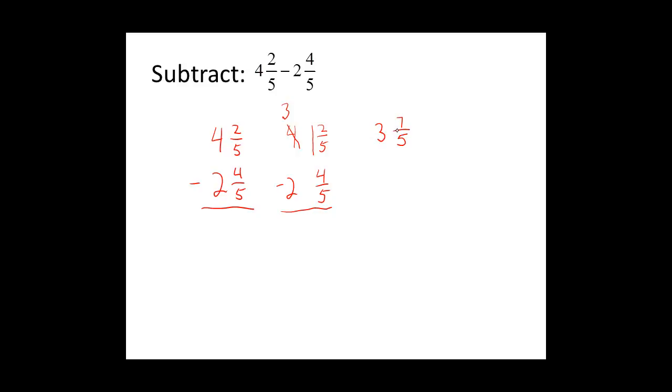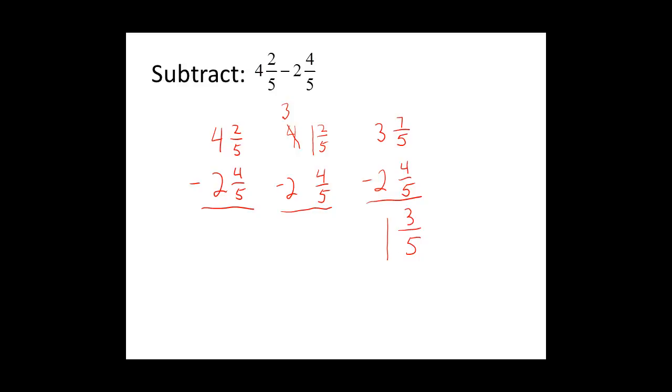Our new whole part is 3, and we write the rest of the problem down. We are now able to subtract the numerators. 7 minus 4 is equal to 3, keeping the denominator of 5. 3 minus 2 is 1. So our answer is 1 and 3/5.